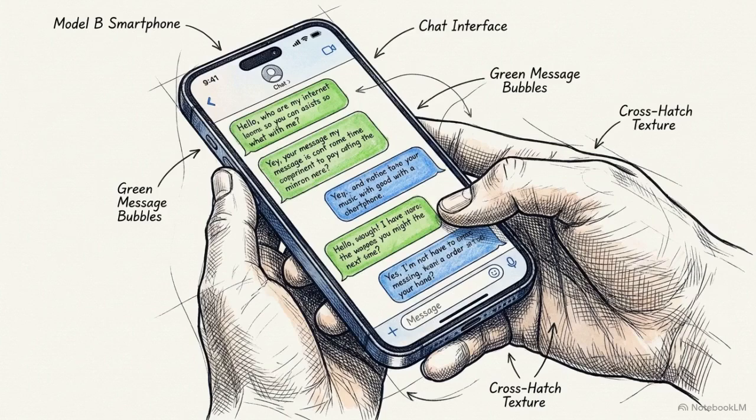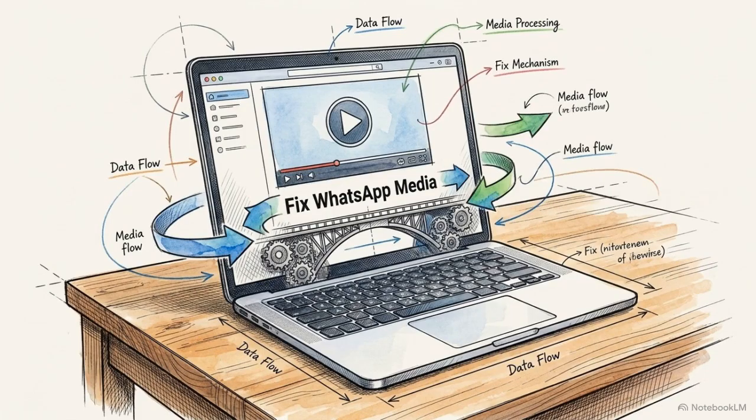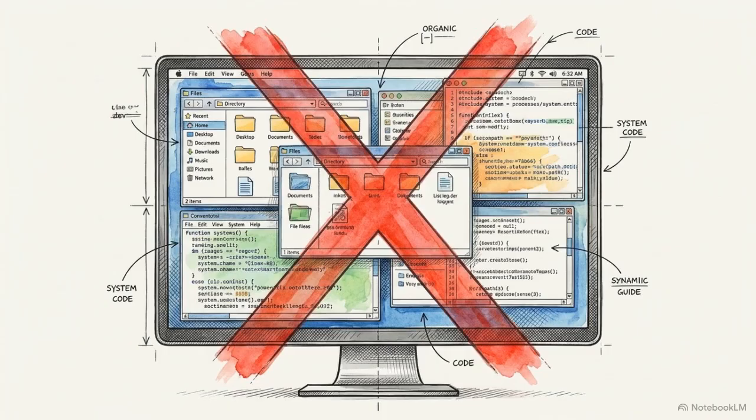You finish setting up your new iPhone, open WhatsApp, and tap on an old chat. But instead of your photos and videos, you're staring at blurred placeholders. Your old voice notes won't play. If you search for a fix, you'll find tutorials telling you to plug your iPhone into a computer, dig into its hidden file system, and manually drag your Android media folders into the app.